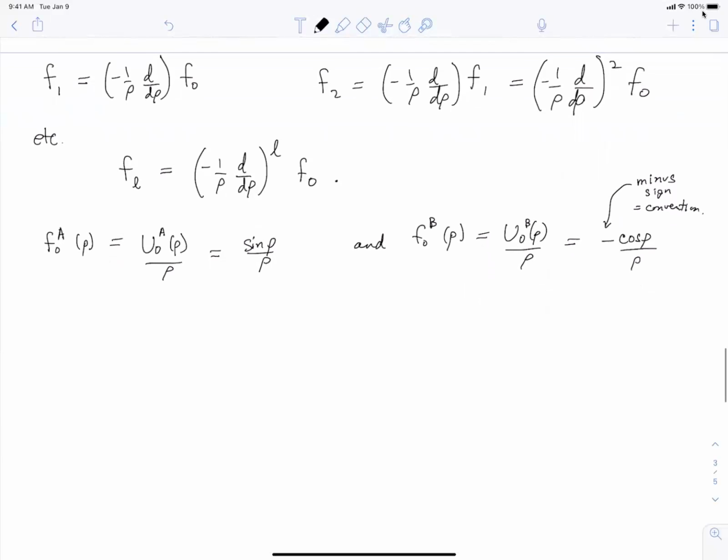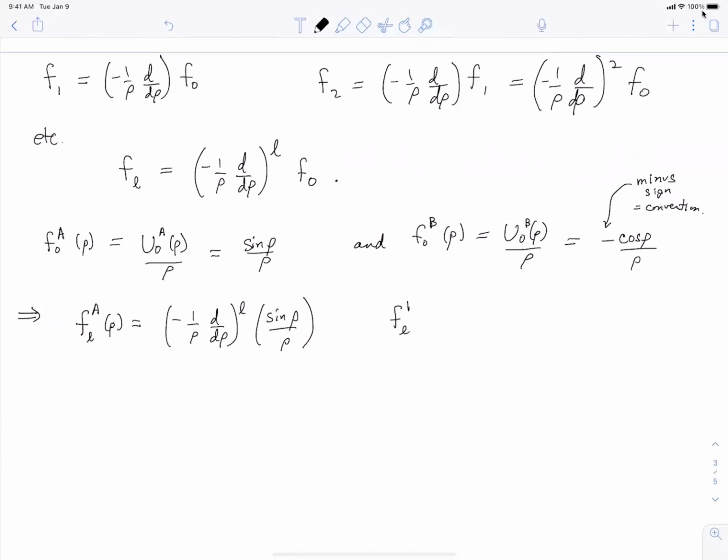Okay, but given those as seeds, therefore at L angular momentum, there's an A solution, which is gotten by acting L times on sine rho over rho. And there's a B solution at total angular momentum L, which is minus 1 over rho d by d rho, L times acting on negative cosine rho over rho.